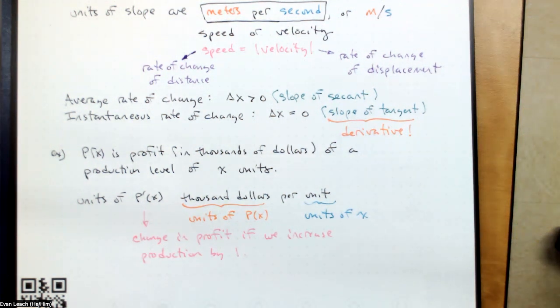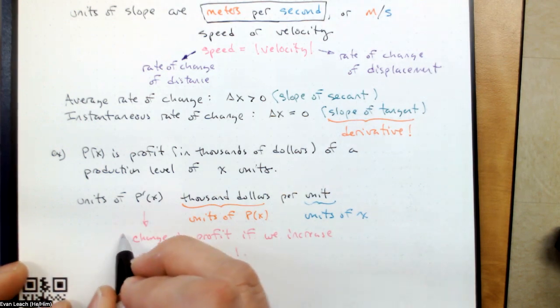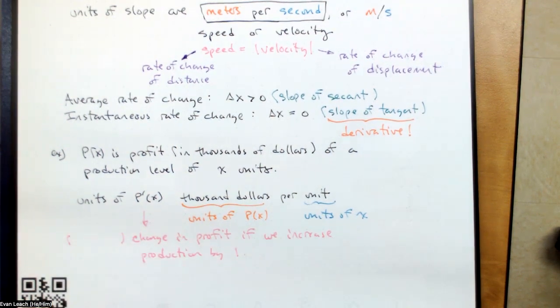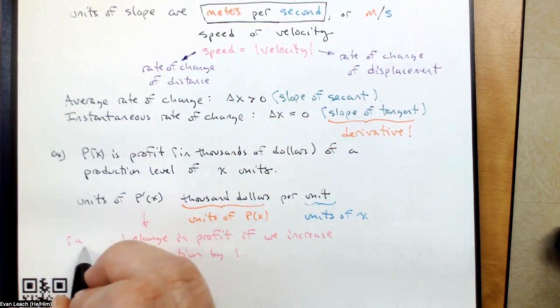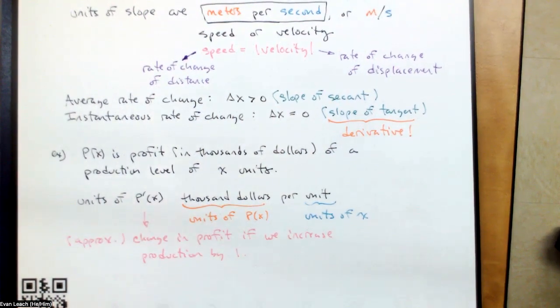One is a big jump, and instantaneous velocities or instantaneous rates of change are made at a jump of 0. So this would be the approximate, because once we change our production level from whatever it is, x, to x plus anything, then our profits might change. So this is the approximate change in profit if we increase production by 1. Any questions?